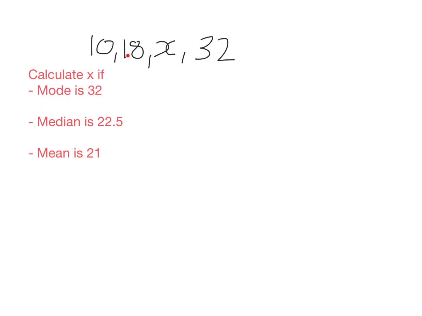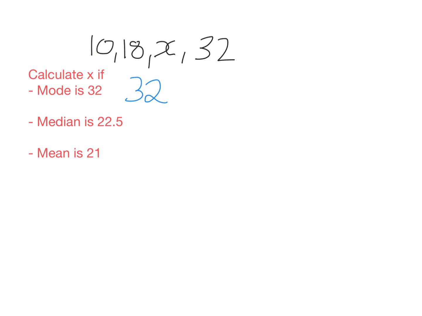So here we have 4 scores, one which we don't know. We're going to calculate x, firstly if the mode is 32, then if the median's 22.5, then if the mean is 21. So if the mode of these scores here is 32, x must be 32. We must have 32 as the most common score. That's the only possible option.